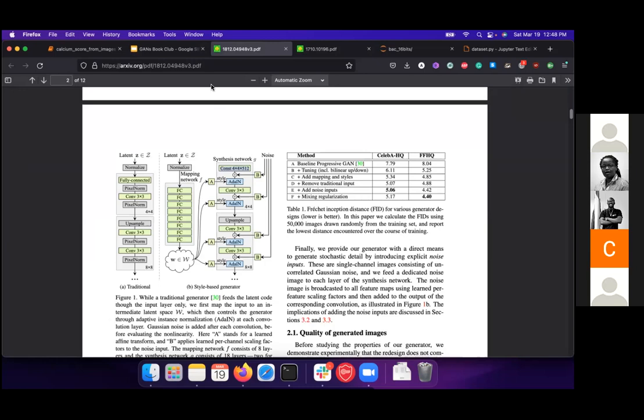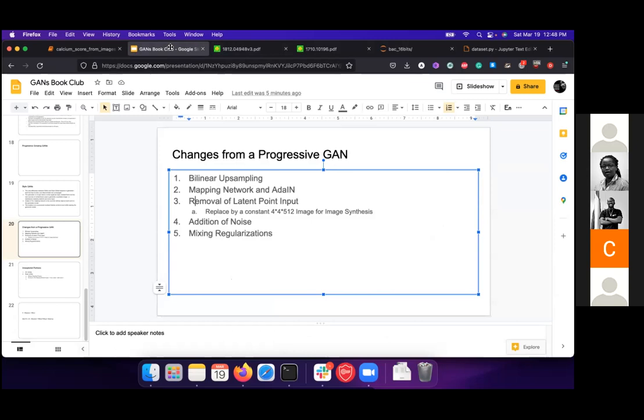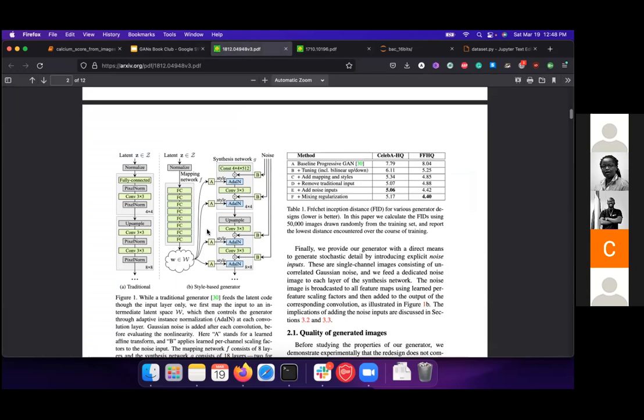The addition of noise. In progressive GANs the noise is given directly and we are not adding noise here, but in StyleGAN the noise is added at every step of the training. The next one is the mixing of regularizations. This is the one I mentioned, A1 and A2, the style regularization that changes for every block, which doesn't change in the case of progressively growing GANs. That is a difference between progressively growing GANs and StyleGAN. And the style comes from the mapping network.